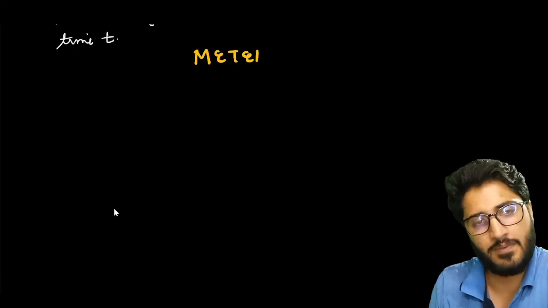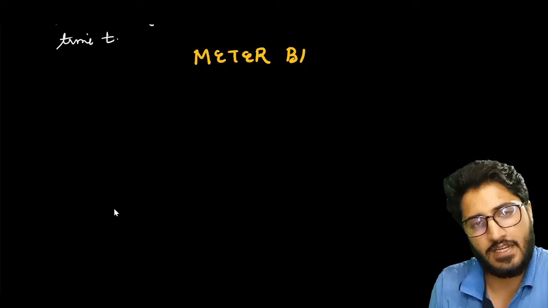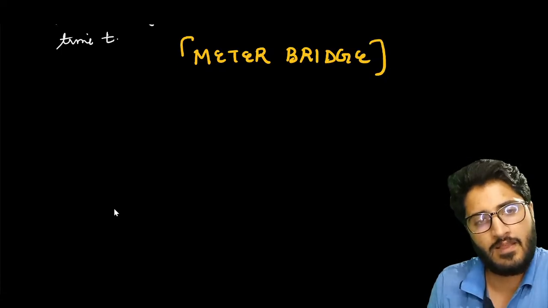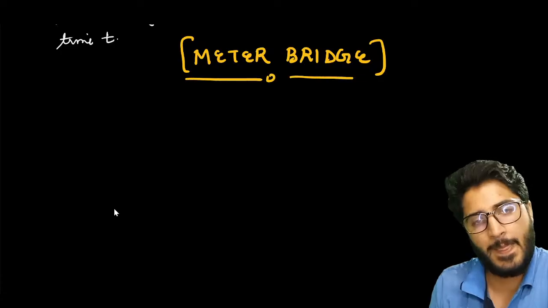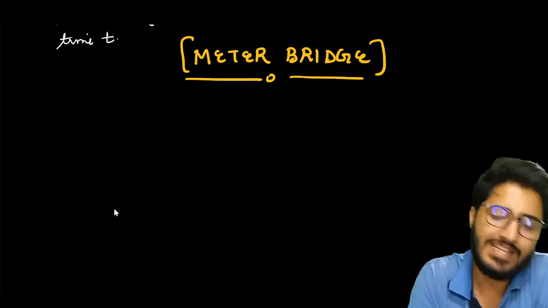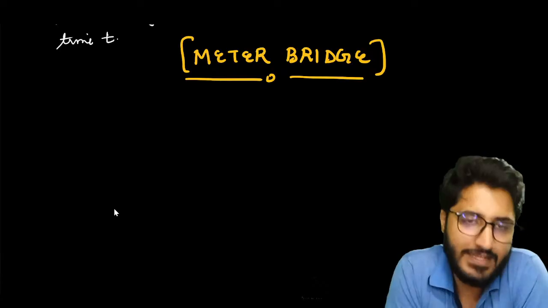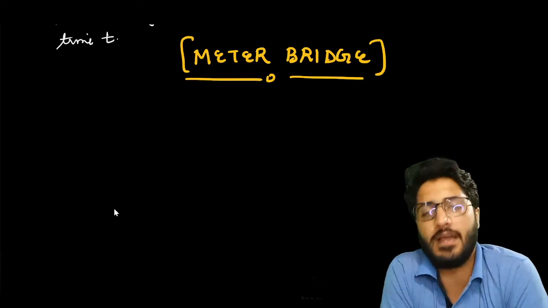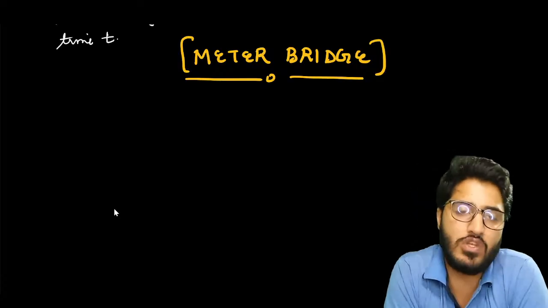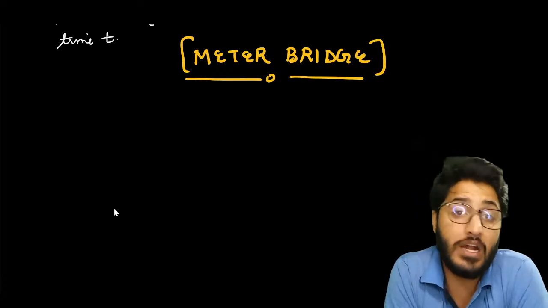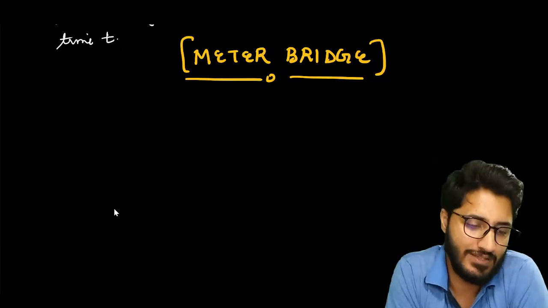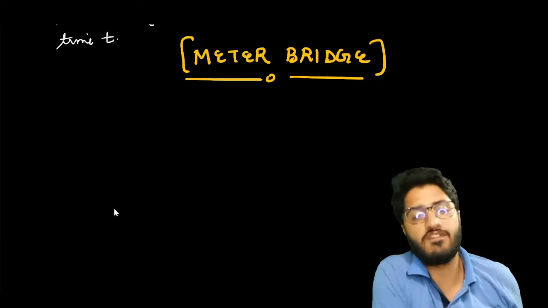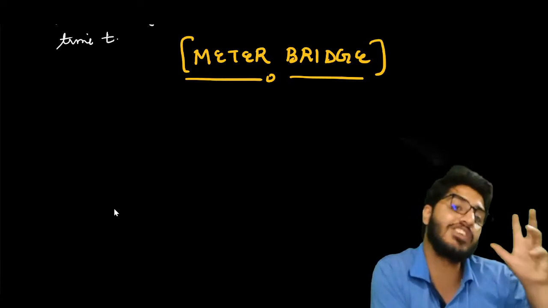This one is meter bridge. What is meter bridge? Meter bridge is a type of equipment that we use to get the value of an unknown resistor. So you can say it is one more form of Wheatstone bridge. It is a balanced Wheatstone bridge.